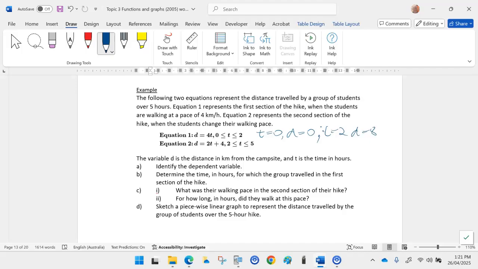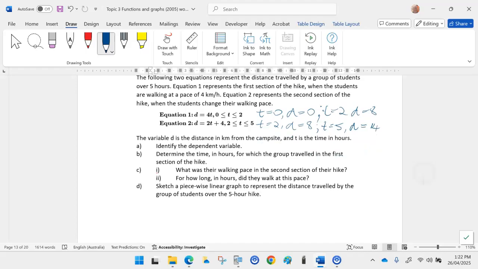As in the second section, we're going between t values of 2 and 5. When t is equal to 2, what distance will they have travelled? That would be 2 times 2 plus 4, which is 8. So again, I'm subbing t is equal to 2 into the second equation this time. And when t is equal to 5 at the end of the journey, what distance will they have covered? Well, if I go 2 times 5 plus 4, that gives me 14.